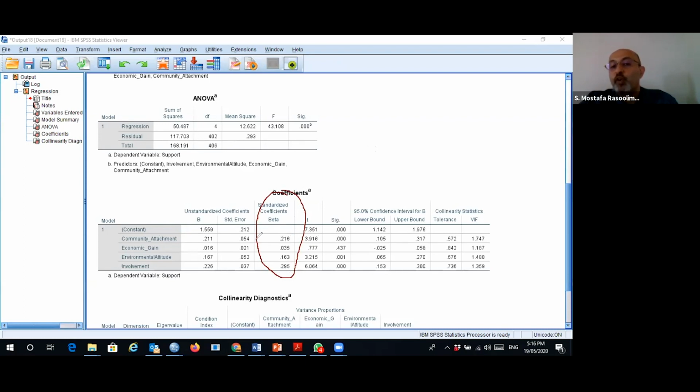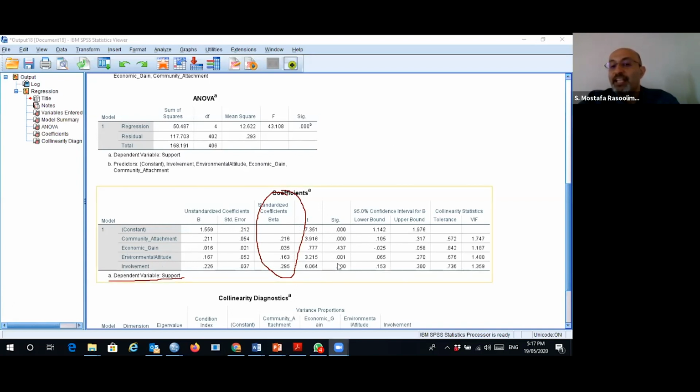First one is for the effect of community attachment on support. Second one is for the effect of economic gain on support. Third one is for the effect of environmental attitude on support. And the last one is for the effect of involvement on support. The dependent variable is support, and we have 4 independent variables with beta.